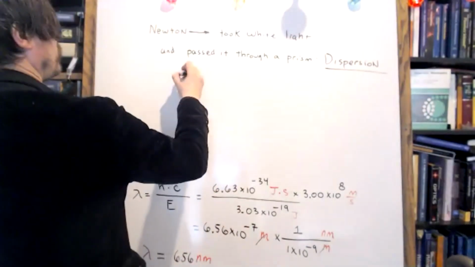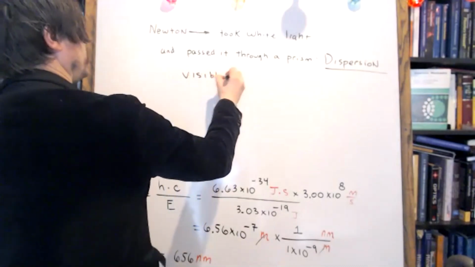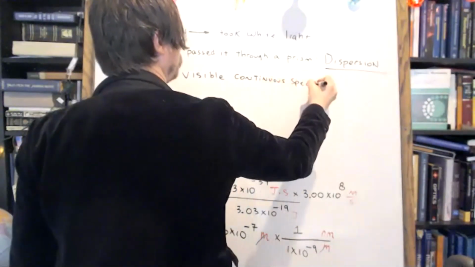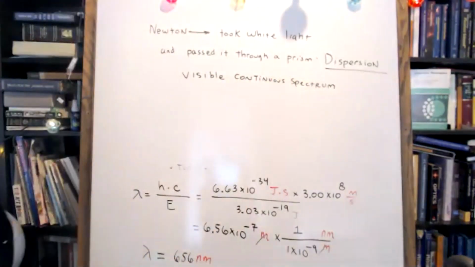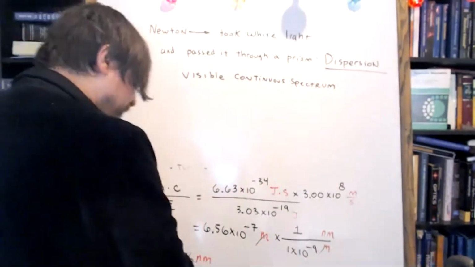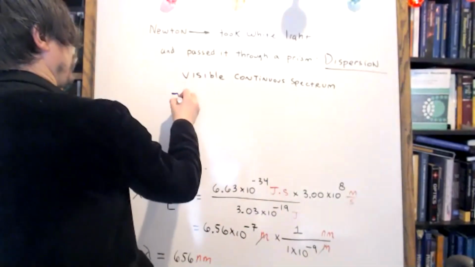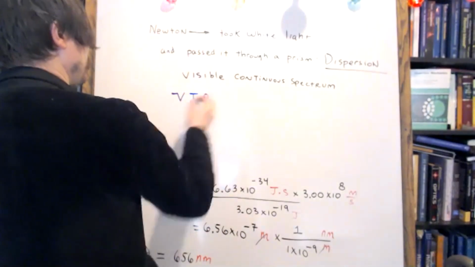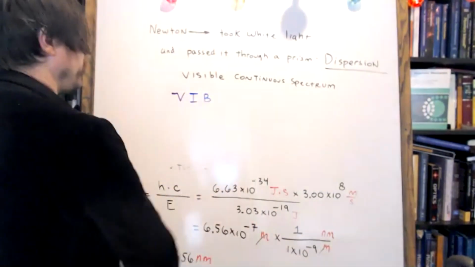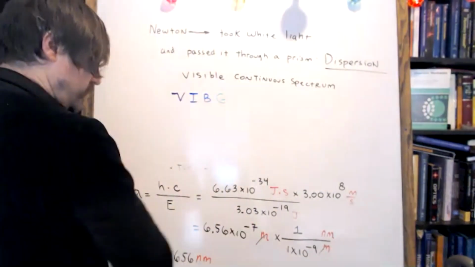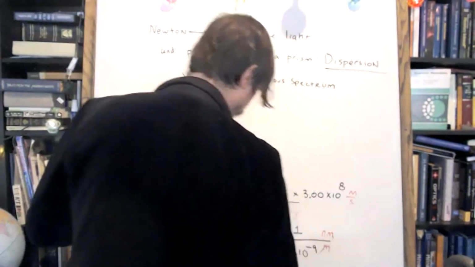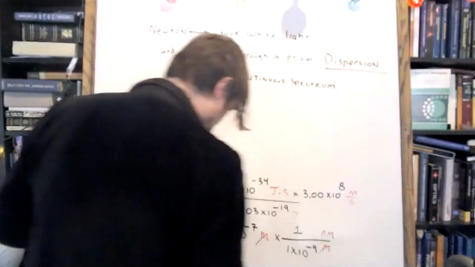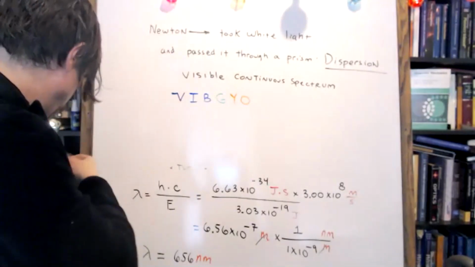And he created something called the visible continuous spectrum. And the visible continuous spectrum, let's draw it out the way we had before, goes violet, indigo, blue, green. Let's see if any of these markers are good. Yellow, orange. They don't really make yellow dry erase markers. And then red.